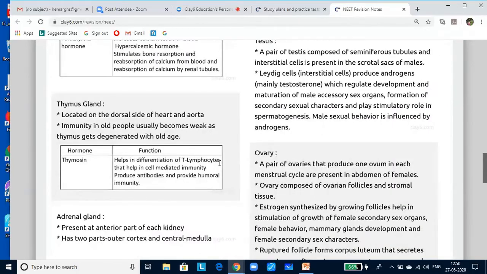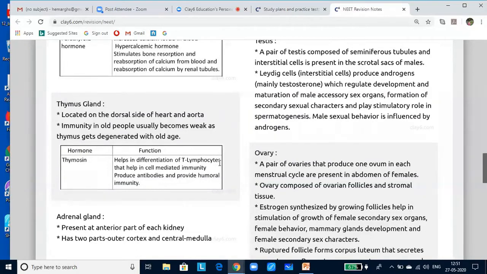Now let us look into the thymus gland. It is situated in front of the heart. Thymus is active in young people, but gradually becomes inconspicuous after sexual maturity. It is made up of an outer cortex and a central medulla. Now, the thymus gland is a soft pinkish bilobed mass of lymphoid tissue. Now, what does it secrete? It secretes thymosin. This thymosin in young people helps in differentiation of T lymphocytes, which helps in cell-mediated immunity, and it produces antibodies and provides humoral immunity.